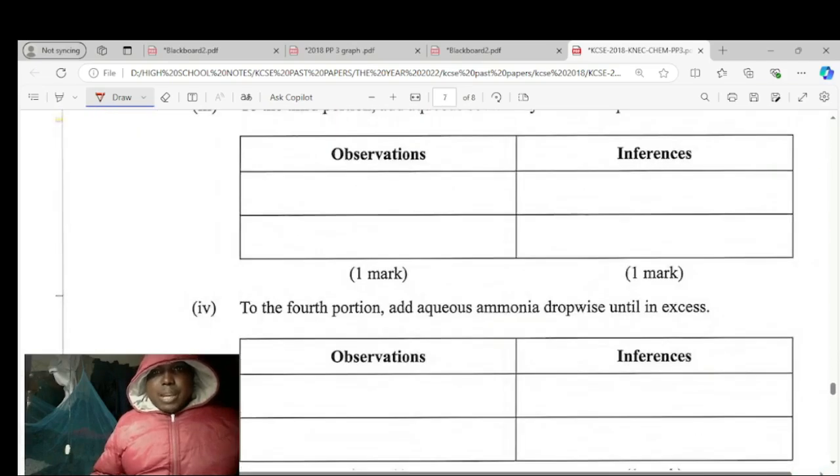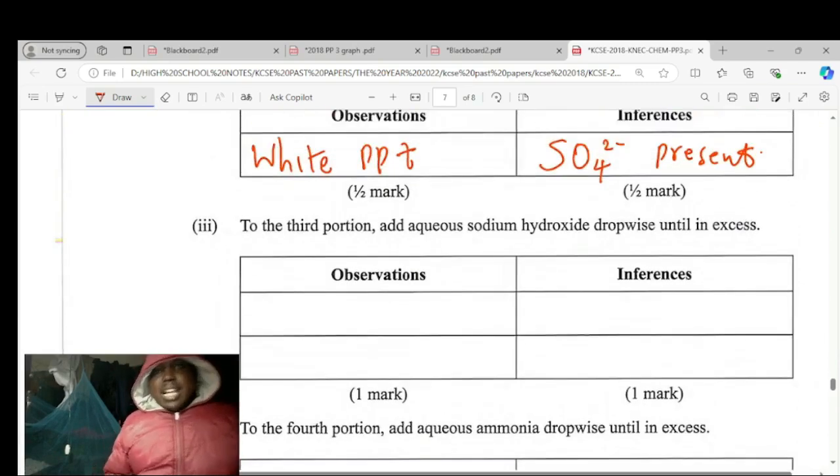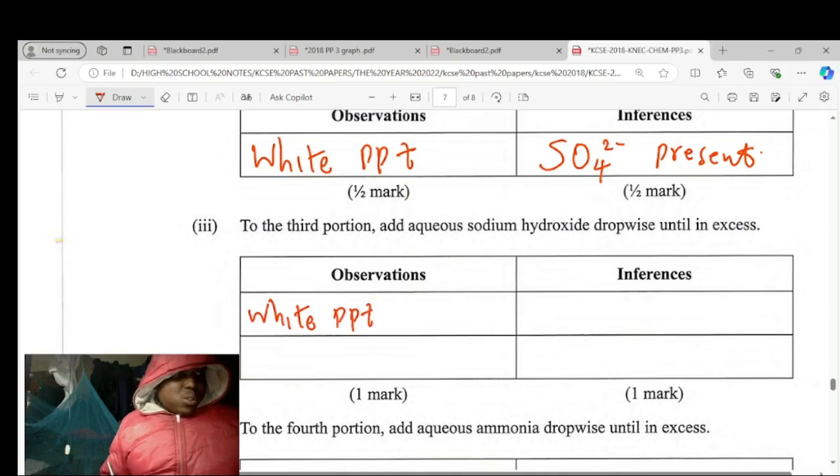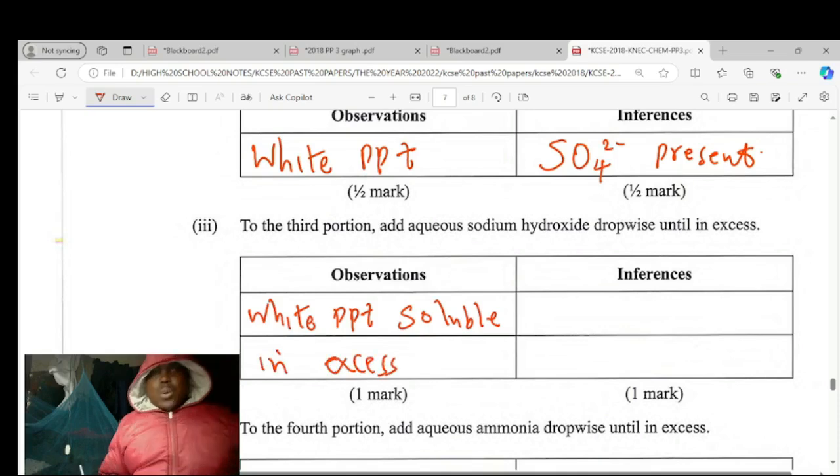Next, when we get here, we are adding sodium hydroxide. A white precipitate is formed soluble in excess. White PPT, which dissolves in excess to form a colorless solution. Dissolvable, soluble in excess. So a white precipitate soluble in excess, it means the ZAP is present. ZAP stands for zinc, stands for lead, stands for aluminium, and the amphoteric.